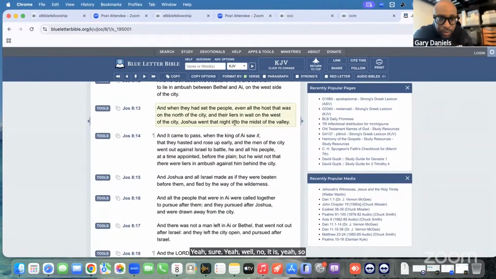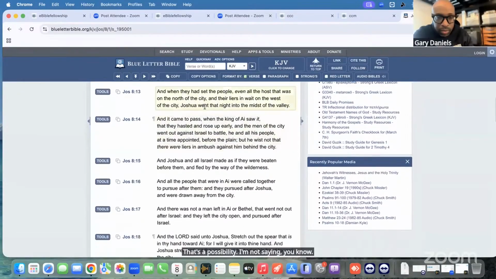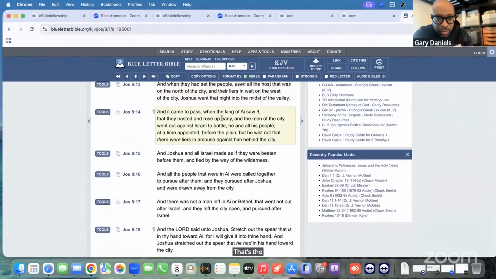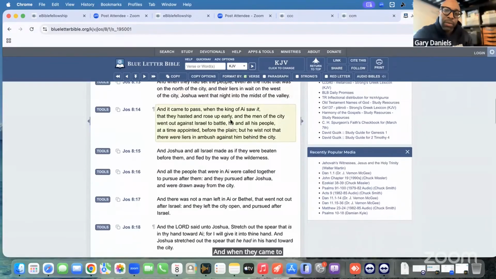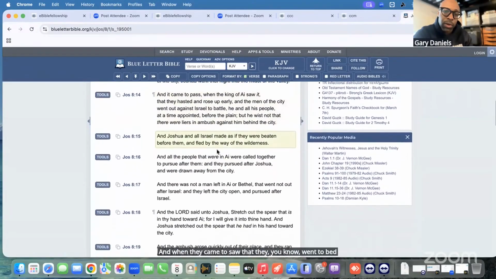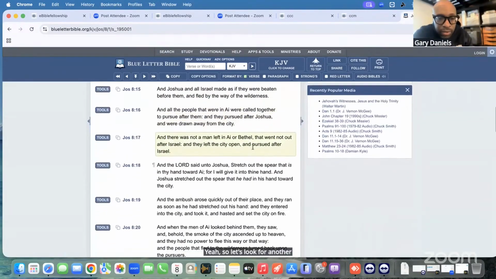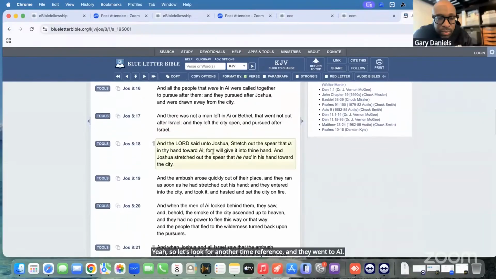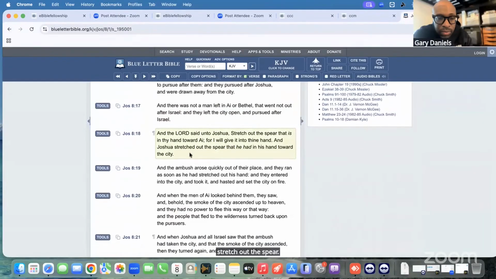So Joshua went that night in the midst of the valley. That's the 9th. And when the king saw that, they went to bed that night, he rose up. Yeah. So let's look for another time reference. And they went to Ai, stretch out the spear. Let's see.